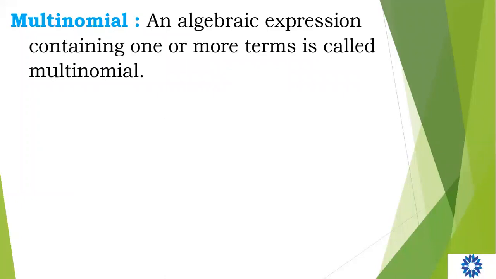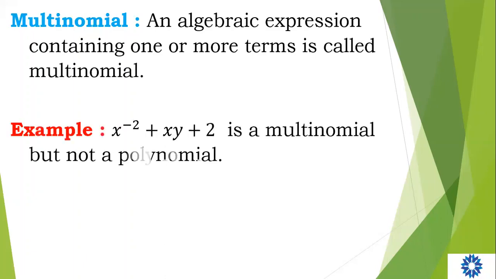Multinomial. This is most important. An algebraic expression containing one or more terms is called a multinomial. Already we gave the same definition for polynomial also. Now, example: if you observe here, x power minus 2, it's not a polynomial, we discussed, because power must be a positive integer. If power is negative, it's called a multinomial, but not a polynomial.